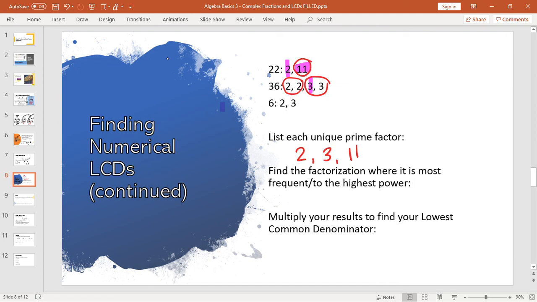So what you're going to do now is say, oh hey, the highest power I see 2 to is the power of 2. And the highest power I see 3 being raised to is also the power of 2. And the highest power I see 11 being raised to is simply the power of 1. And if you do the math with that, 2 to the power of 2 times 3 to the power of 2 times 11, so essentially 4 times 9 times 11, you're going to find your LCD, which is 396.